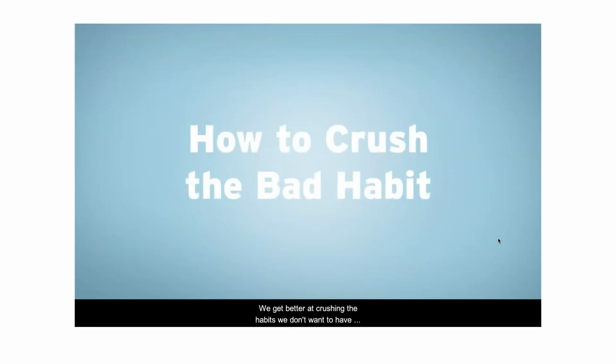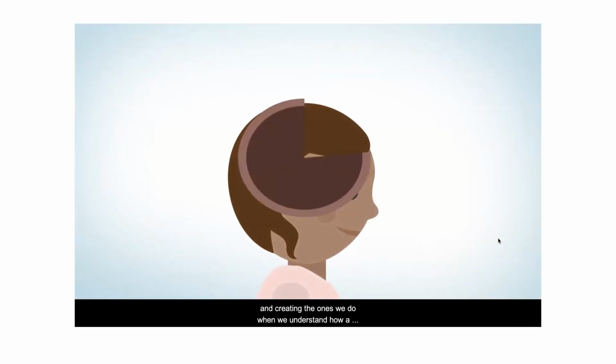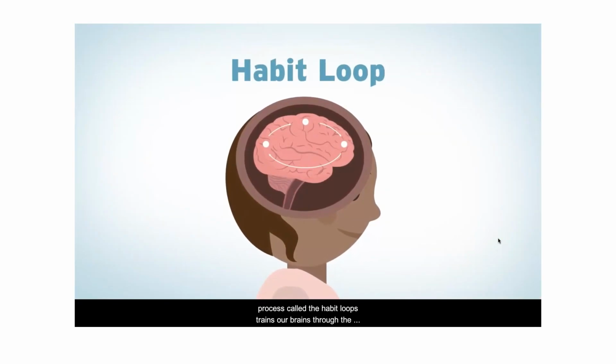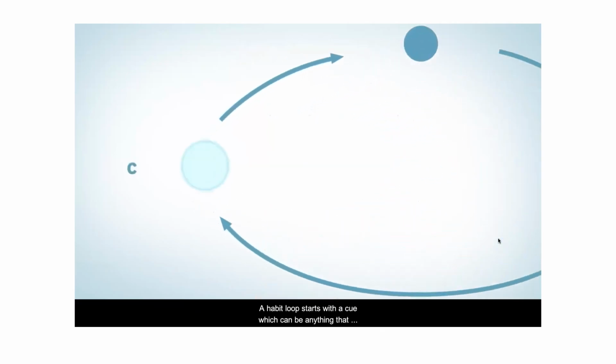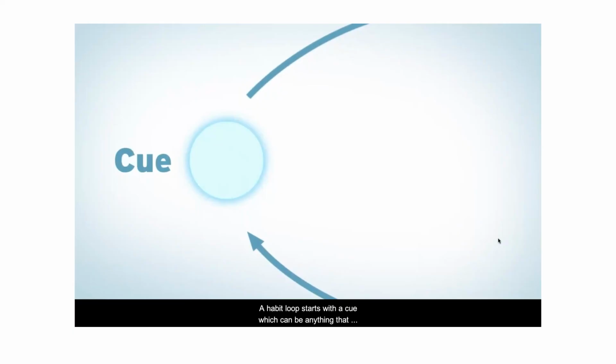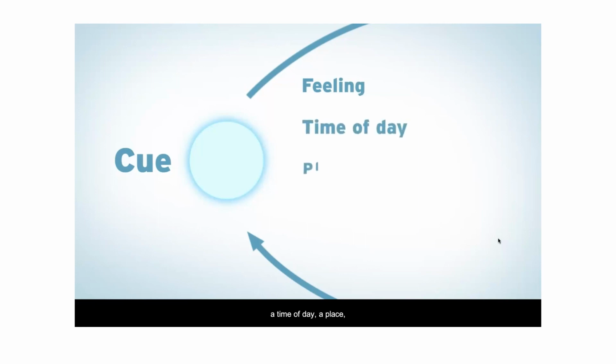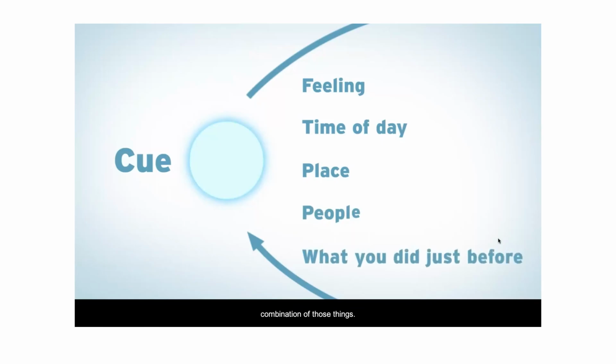We get better at crushing the habits we don't want to have and creating the ones we do when we understand how a process called the habit loop trains our brains to do the same thing over and over again. A habit loop starts with a cue, which can be anything that reminds us of doing the habit, like a certain feeling, which could be emotional or physical, a time of day, a place, people you're with, what you did just before, or some combination of those things.